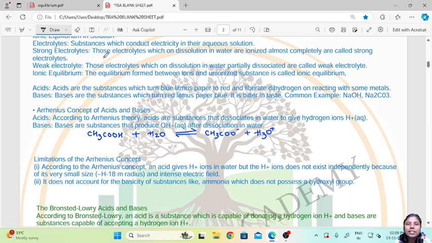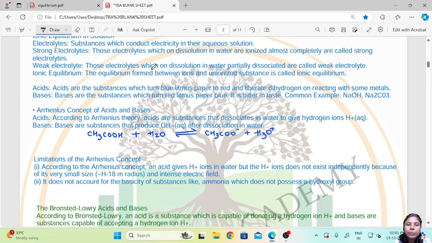The strong electrolytes are the ones which on dissolution in water are ionized almost completely. As in, say I have a salt, NaCl, common salt, sodium chloride. If I mix it in water, what will happen? It will completely dissociate into its cationic form and its anionic form. So it is completely dissociating into its ions. Such electrolytes are called strong electrolytes. The ones which do not completely dissociate in water, or partially dissociate, are known as the weak electrolytes.